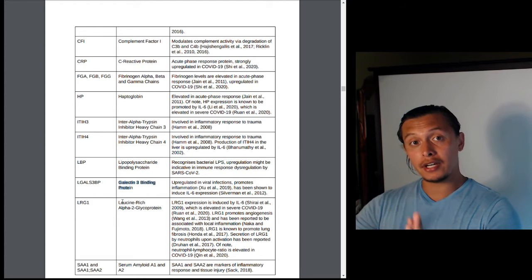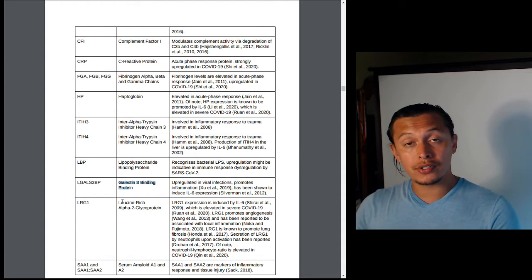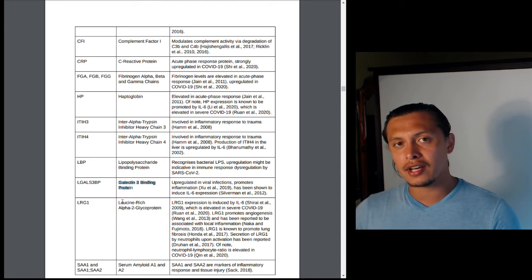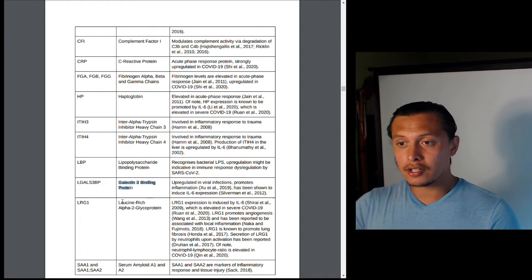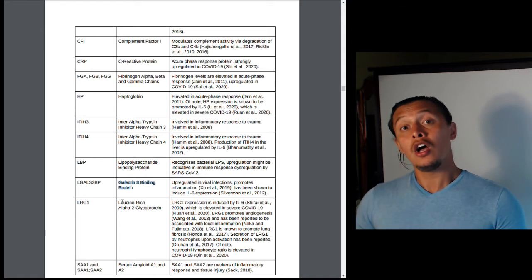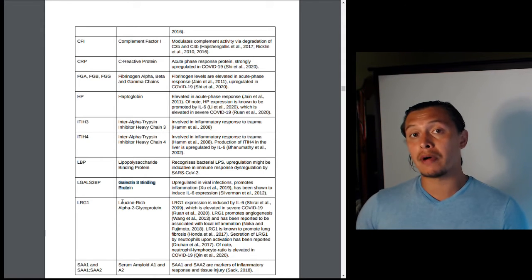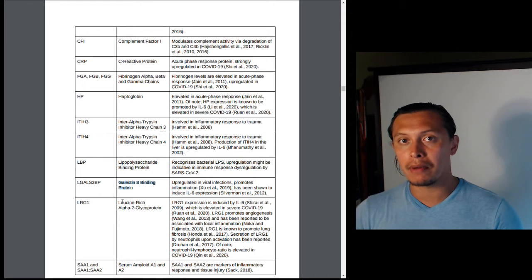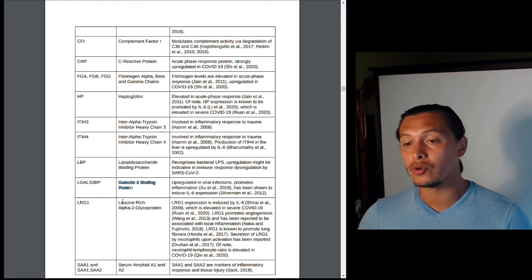However, what we could also presume and basically figure out is that if you have an excess production of Galectin-3 binding protein in the serum, because remember, this is in the serum, then that might also create a prothrombotic response, or at least heighten a prothrombotic response, so you would be more likely to clot.